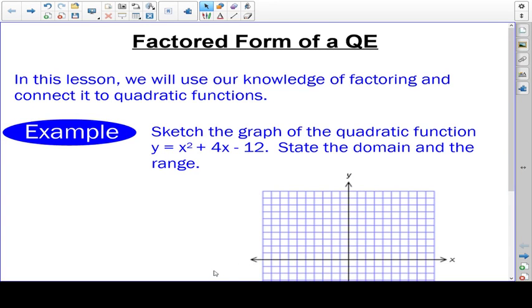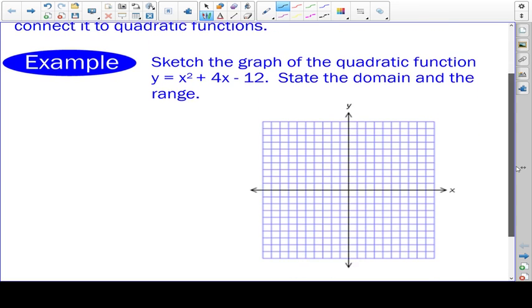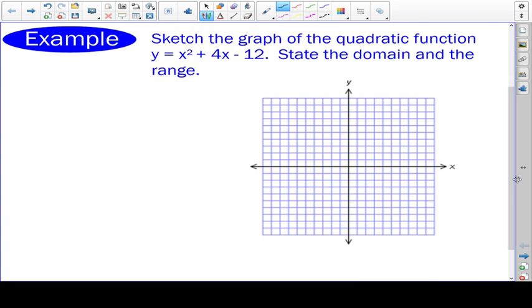Today we're going to look at the factored form of a quadratic equation. The last couple classes we have reviewed how to factor quadratic equations, and we're going to use that to help us sketch the graphs of quadratic functions. So example, sketch the graph of the quadratic function x squared plus 4x minus 12, and then state the domain and range.